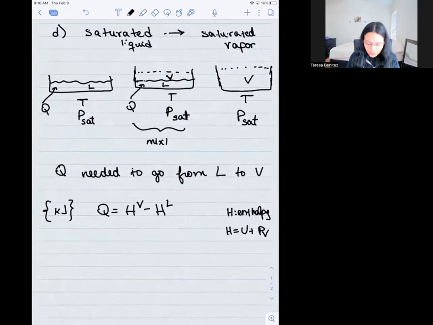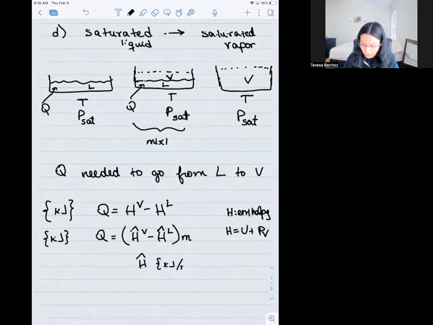And then in the case of your exam, if you have specific enthalpy, which is per unit mass, you have to multiply it by the mass, okay? The units are kilojoules per kilogram. Okay, so that was terrible at the end. That was part D. Kilojoules per kilogram, okay? So that was part D. Let me know if you have any questions with that.